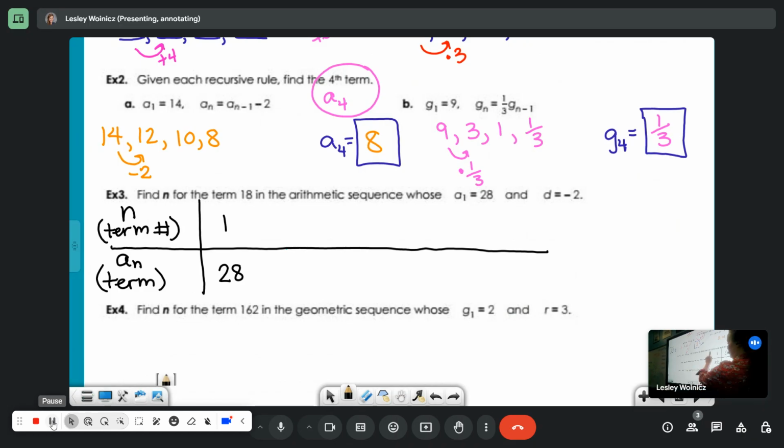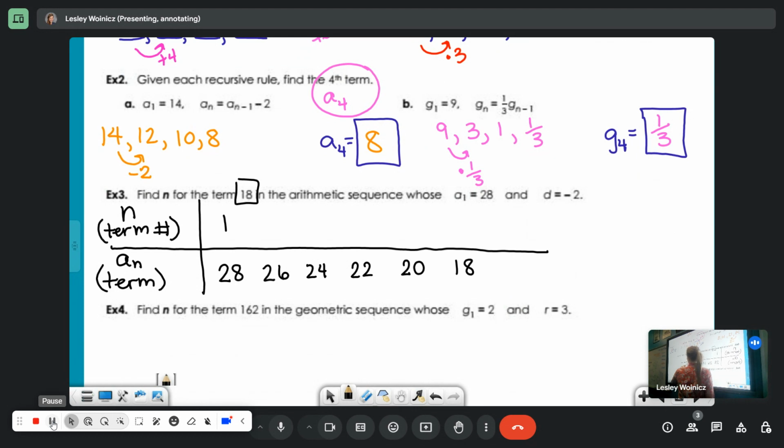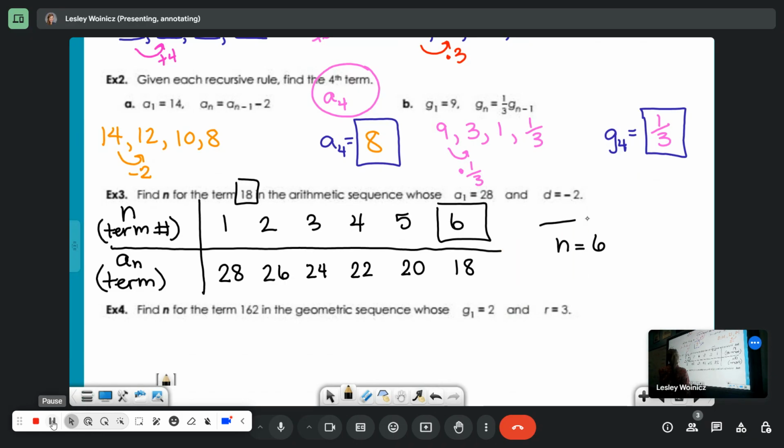Okay, so if I'm stopping at 18, then I'm going 26, 24, 22, 20, and then 18. I just have to figure out the n for that term. Yeah, 6. Okay, so now I have to answer the question. It says find n, so I have to say n equals 6. That's my answer. All right, I want you to try number 4.